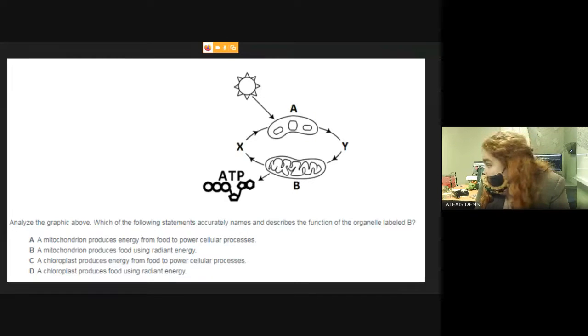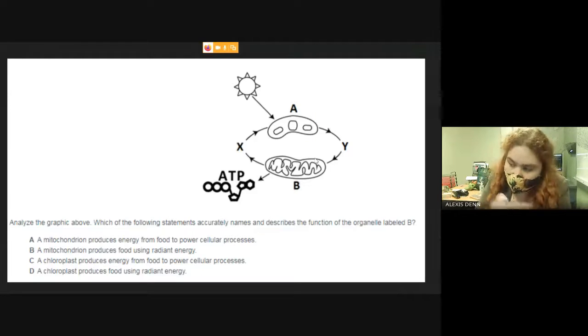I'm going to get rid of anything that says radiant energy because I'm looking at ATP. That's cellular energy. I'm getting rid of B and I'm getting rid of D. So I have to decide this organelle B, is it a mitochondrion or a chloroplast? Is our answer going to be A or C?